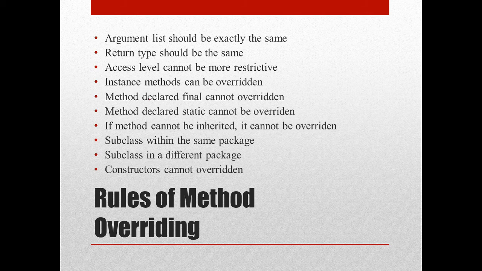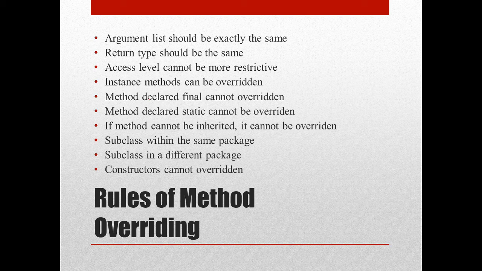One is the argument list should be exactly the same as the overridden method. So, dapat halos pareho lang sila. And then, the return type should be the same or the subtype of the return type declared in the original overridden method in the class. Another is the access level cannot be more restrictive than the overridden method's access level. And, of course, the instance method can be overridden only if they are inherited by the subclass.